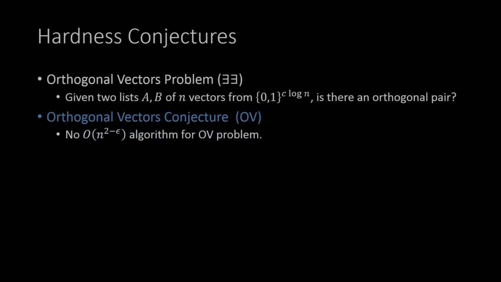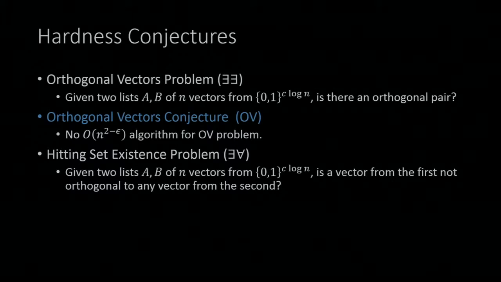So the orthogonal vectors conjecture was actually used by Roddy and Virginia, who I don't think is here at the moment, to show that diameter is hard. So we'll be using a different problem to show why radius is hard, and I will explain after I show you the next conjecture why we kind of need this sort of change in conjecture to explain why radius is hard.